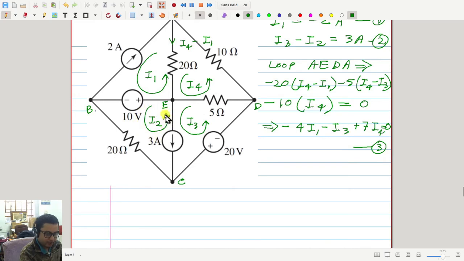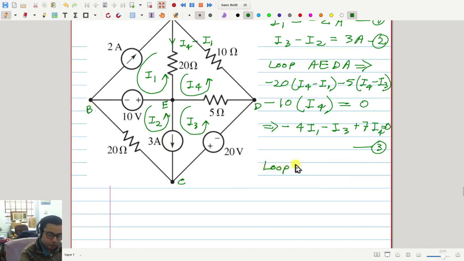No. Because if we want to write the KVL in this loop, then this 3 ampere current source will come, but we do not know what is the voltage across this current source. Okay, you can take the lower triangle. Sir, lower 2 triangles, yes. So we will go for a large loop. So we will take this loop.